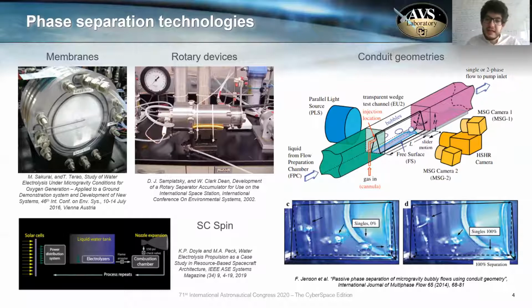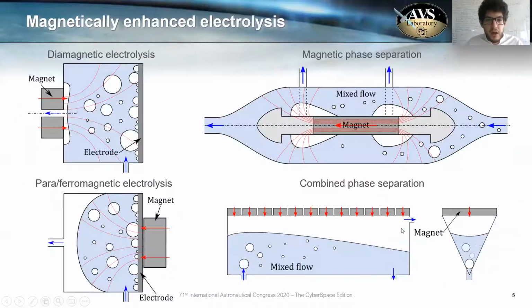And you also can use conduit geometries that make use of the inherent surface tension properties of the water-gas interface to perform a natural phase separation, as proposed by Jensen in this wonderful paper that I surely recommend. Our concept is different from all those, and is based on the utilization of the diamagnetic properties of water and associated electrolytes.